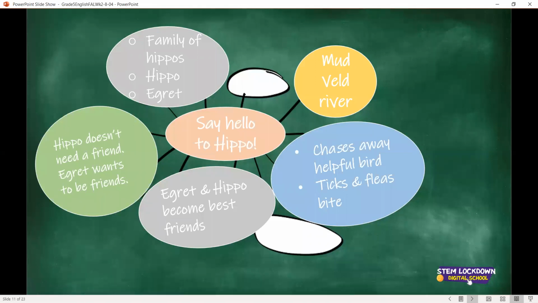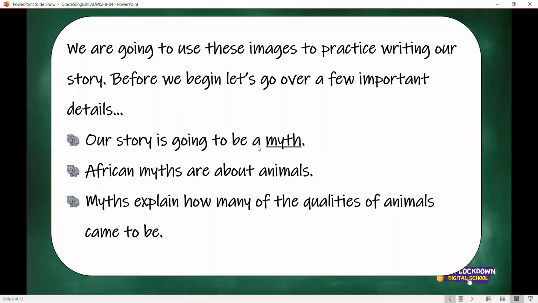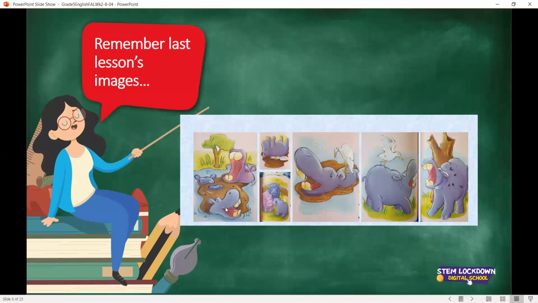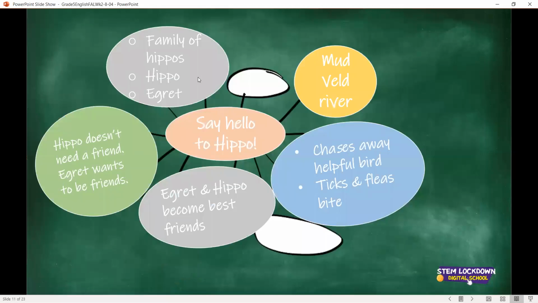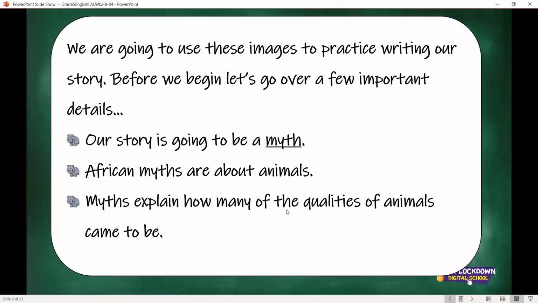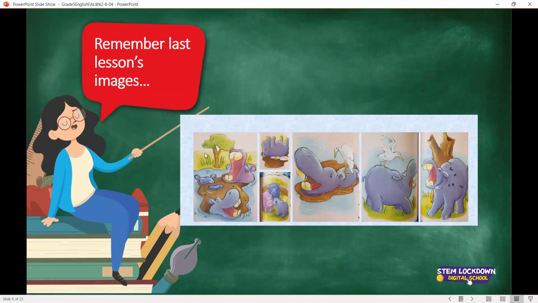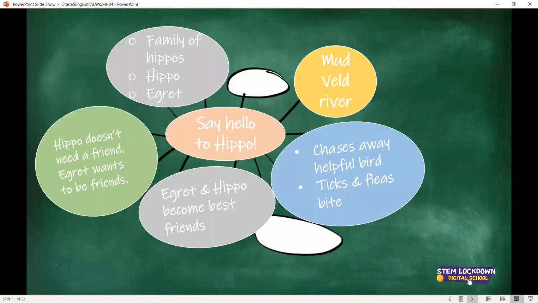My keywords, I actually looked at the pictures. I looked at the pictures and I thought, okay, I have some hippo, I have a family of hippos. So then I wrote over here in my character block, family of hippos, hippo, that's the baby hippo, egret, that's the bird. Okay, so I've got my characters, and then in the orange block, I have my setting. And if I go back to the pictures, I can see that it's taking place near some veld. There's a tree, there's some reeds, there's muddy water, there's a river. Okay, so in my orange block, I wrote just keywords: mud, veld, and river.